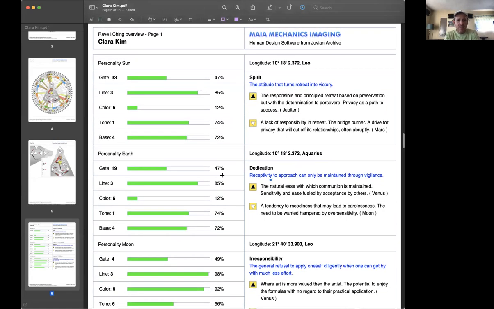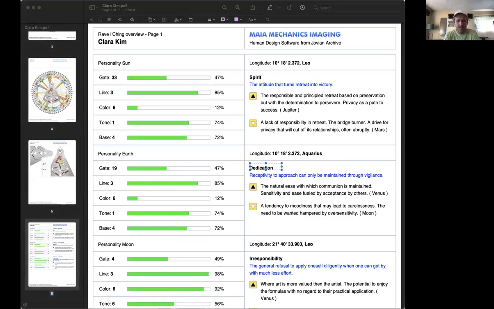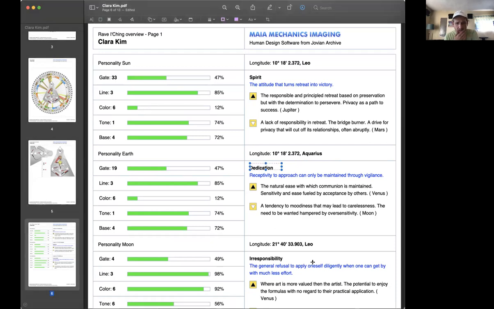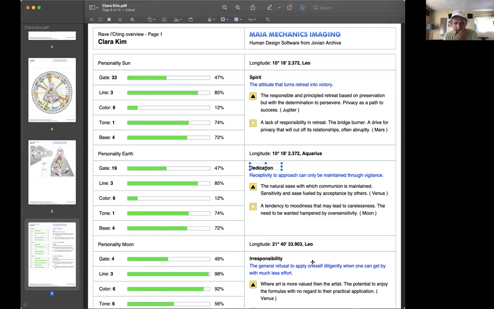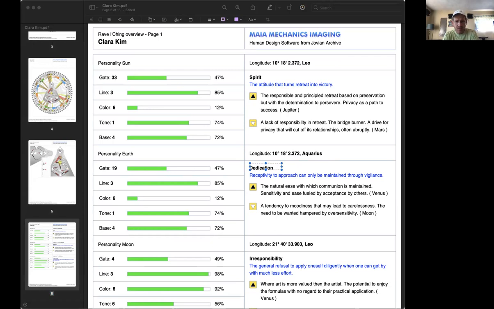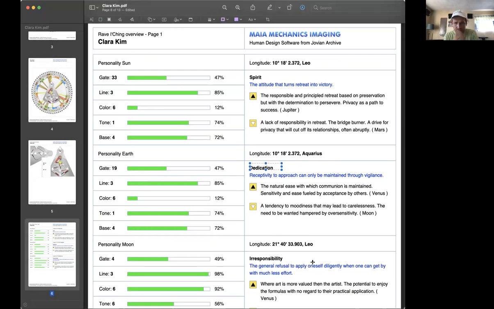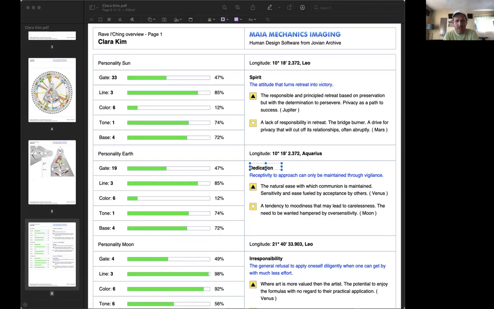Now the next one we have, the personality Earth 19.3, dedication. So spirited, dedicated, sorry, irresponsible. Okay, the verb and most lack of dedication would be careless. Okay, so I'm just writing the exalted and the detriments.